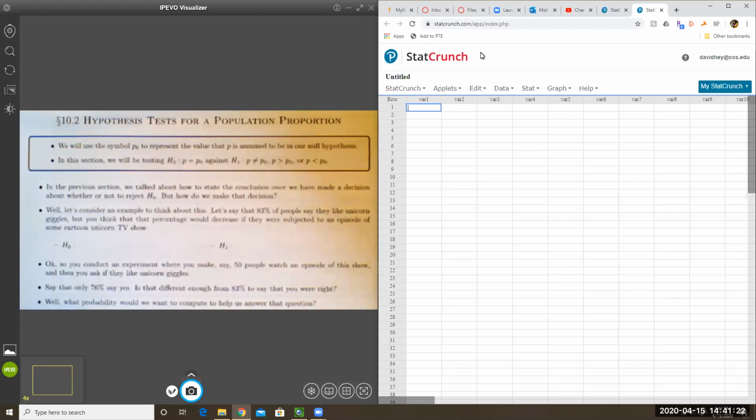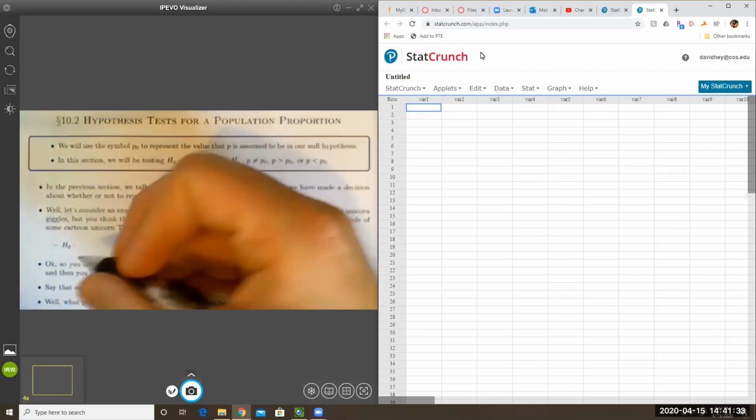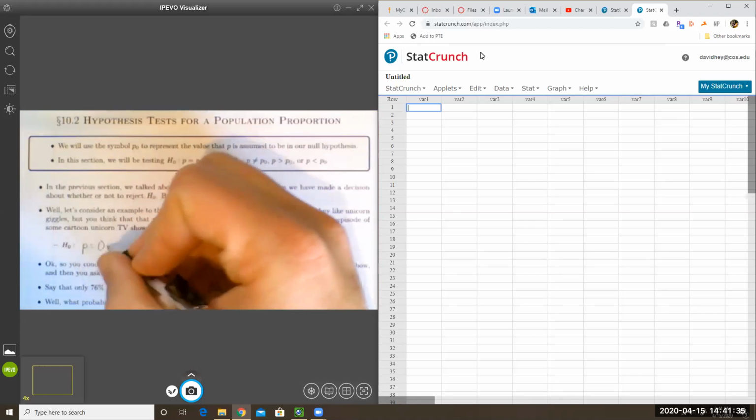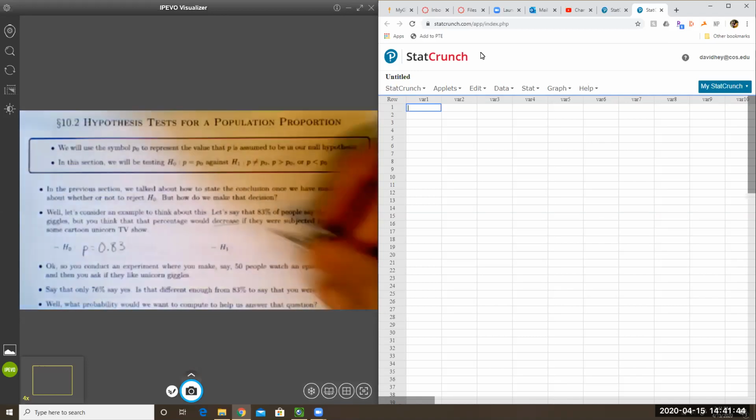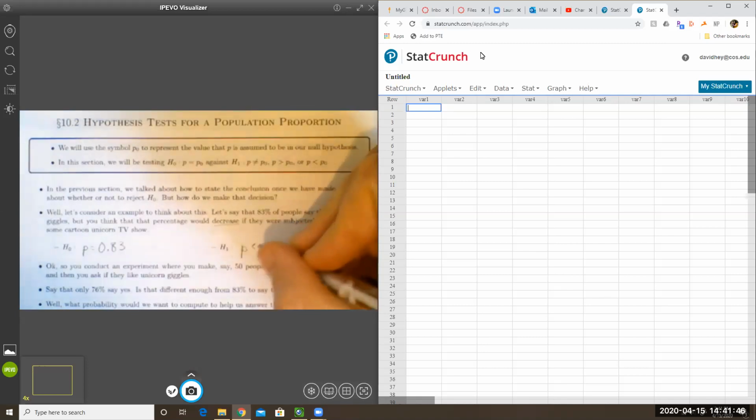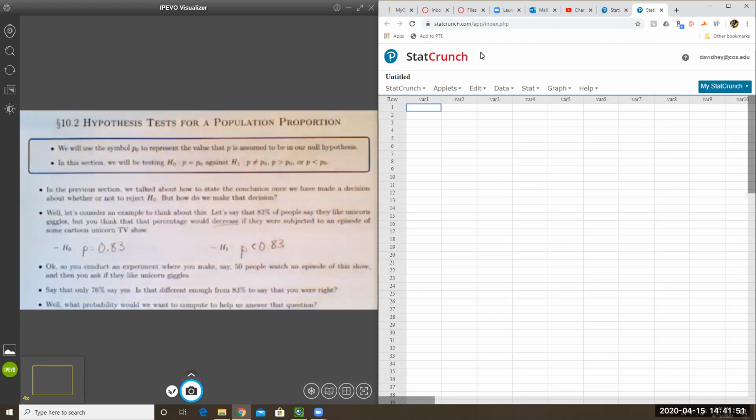Well, the null hypothesis, as we discussed in the previous section, is a statement of no change, no effect. So the null hypothesis would be that people aren't going to be affected by watching this TV show. Still, 83% of people are going to say that they like unicorn giggles, right? So p equals 0.83. The alternative is that the percentage decreases, so the alternative is that p is less than 0.83. That's what we suspect to be the case, so it's what we're going to try to show is true.